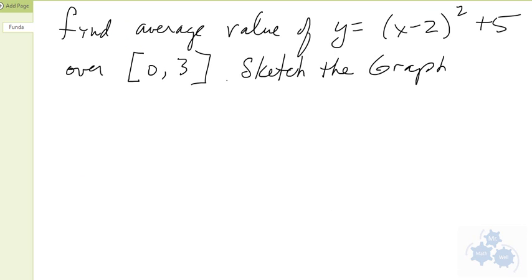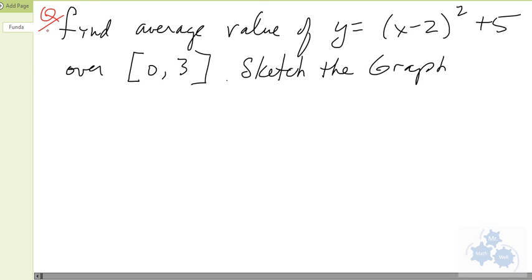Okay, so here's your final question for you to work on for this lesson. Find the average value of this function y equals (x minus 2) all squared plus 5 over the interval 0 to 3, and sketch the graph as well. Okay, just take a few minutes to do that.